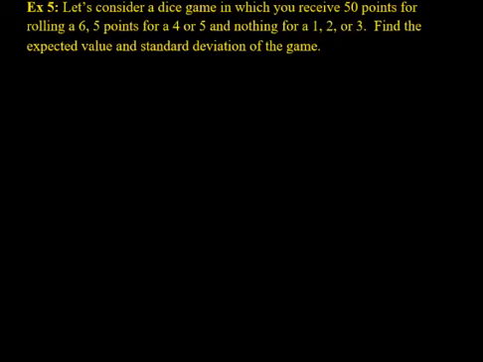Example 5. Let's consider a dice game in which you receive 50 points for rolling a 6, 5 points for a 4 or a 5, and nothing for a 1, 2, or 3. Find the expected value and standard deviation of the game. So let x equal the points awarded.